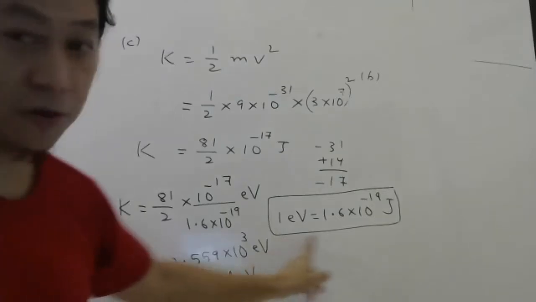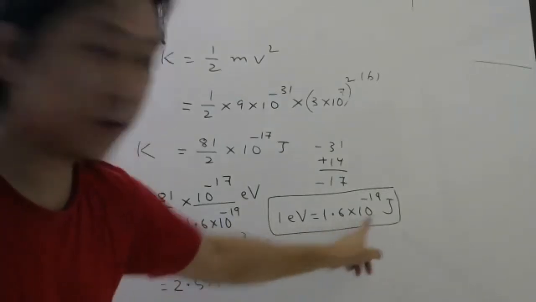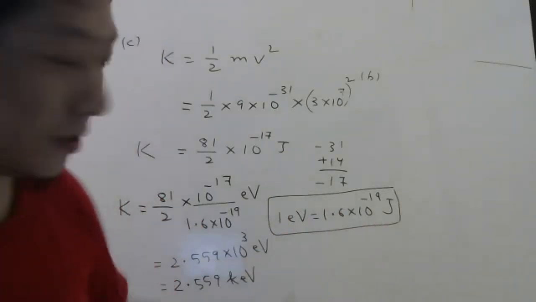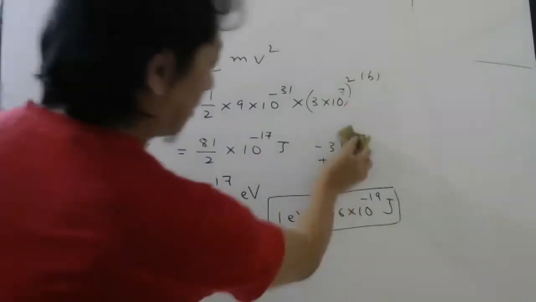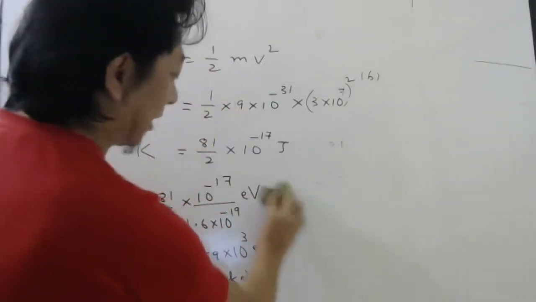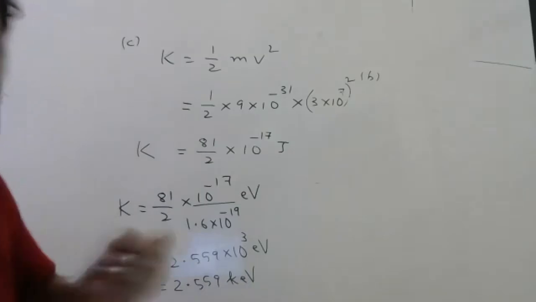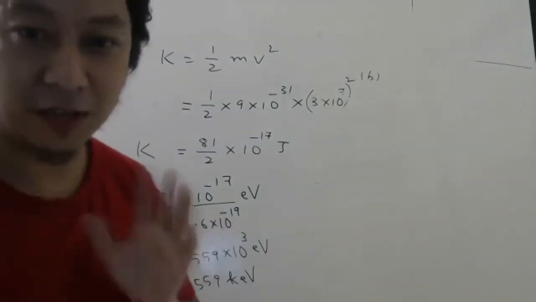So this is given in the question, for those who don't know. And I will be explaining this in the photoelectric effect chapter: what is actually 1 electron volt? That we will be studying later.